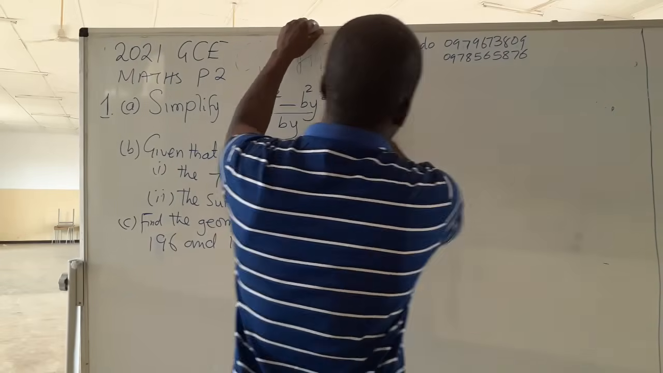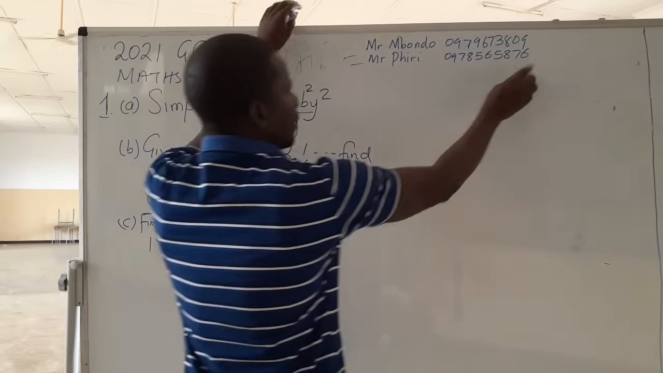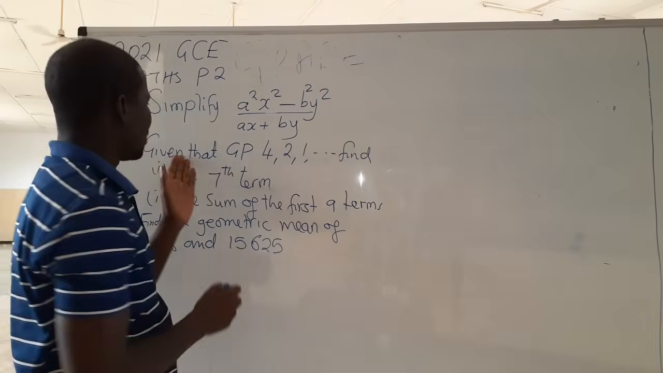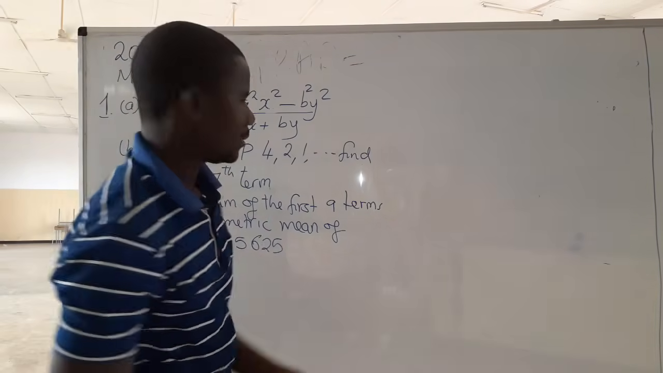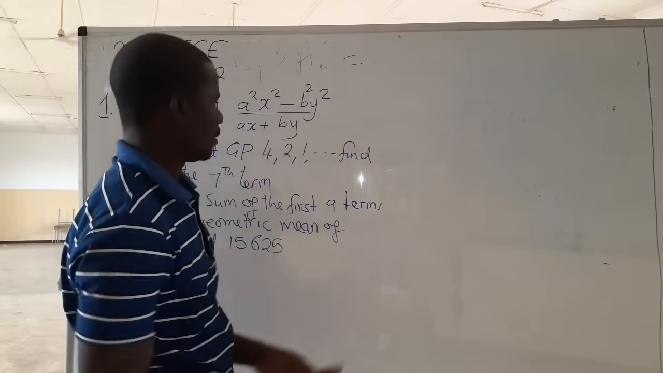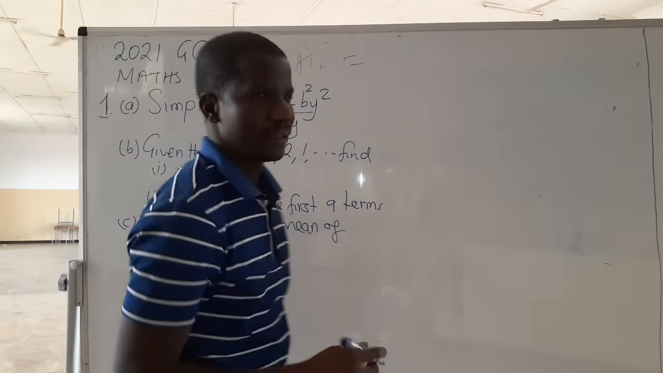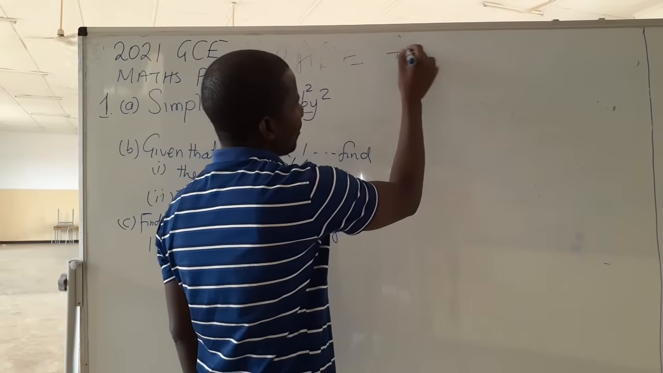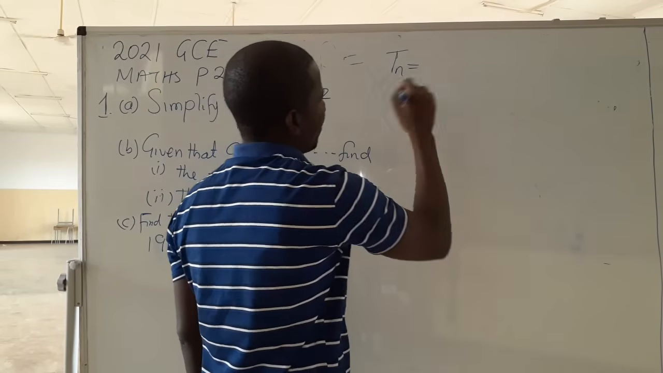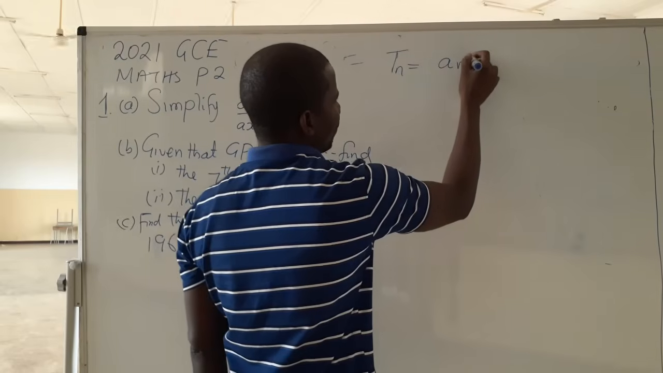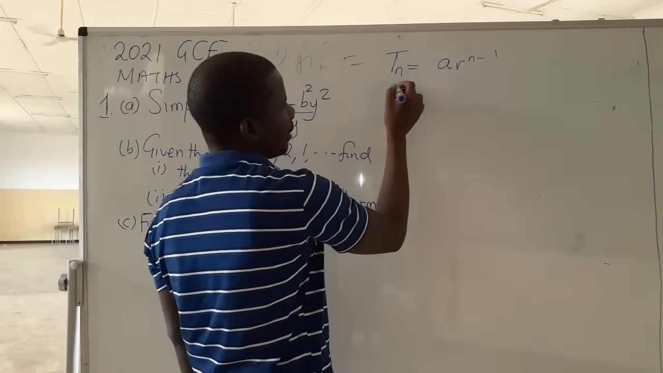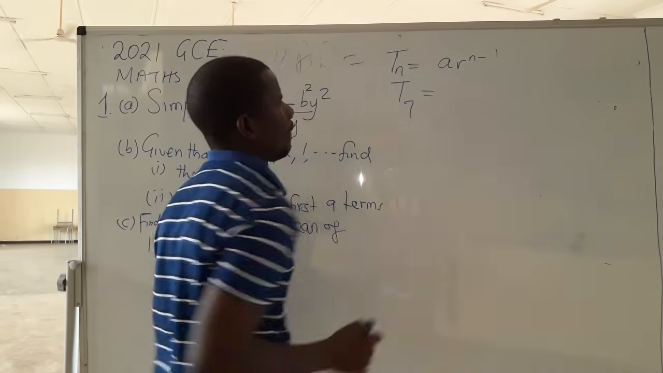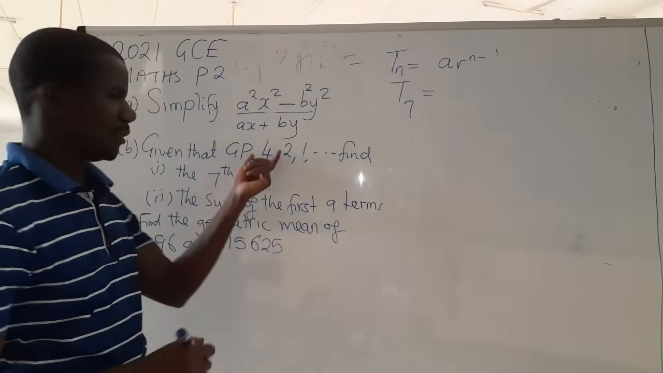So then we look at the second one. Given that GP, geometric progression, that is 4, 2, 1, find the seventh term. How do we find the seventh term? So we need to know the nth term of a GP. This is the formula that we use. What about the seventh term? So what is our first term? Our first term is 4.